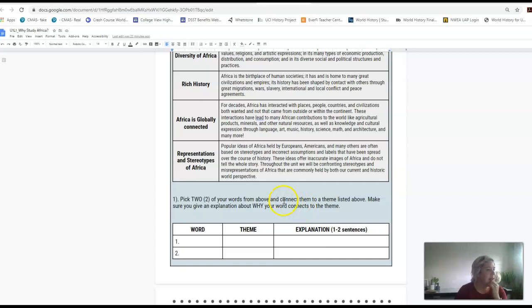So you might say, we could take the one from American history, where we say like slavery. The theme that would connect to is representations and stereotypes. And then I would explain the majority of Europeans and Americans illegally captured Africans and brought them to their nations to use as slave labor. However, that was not the only thing happening in Africa. Something like that.